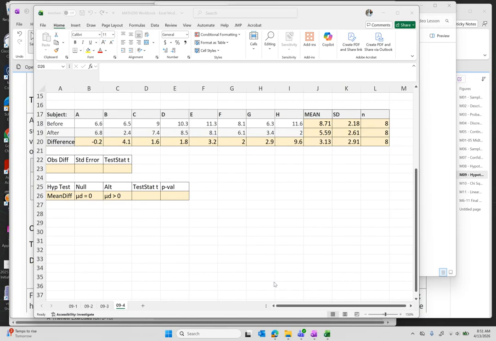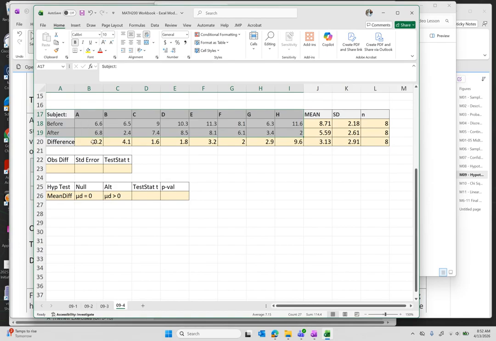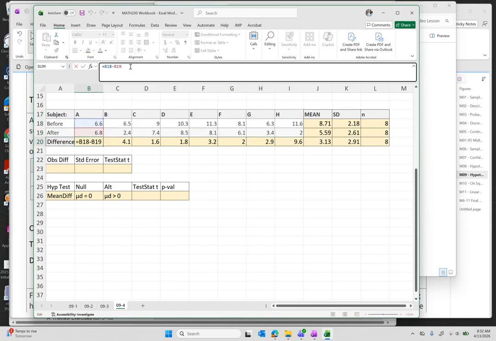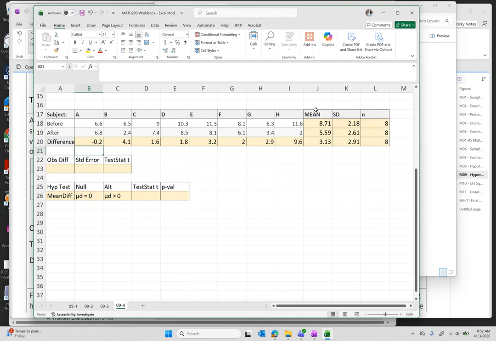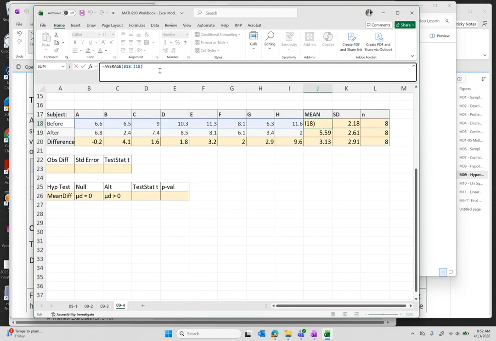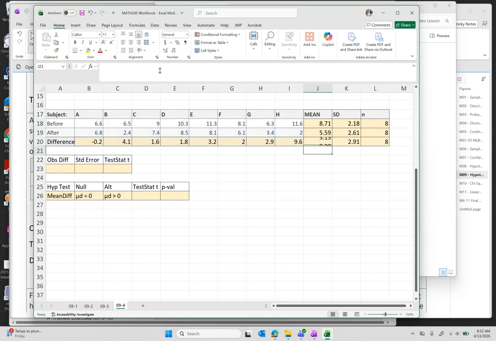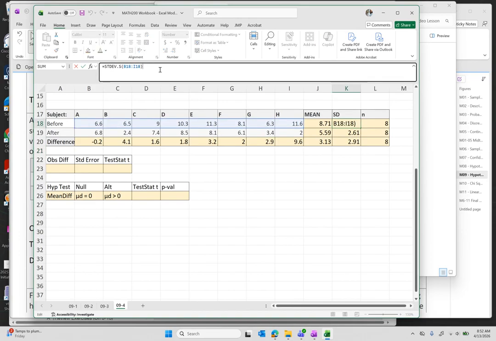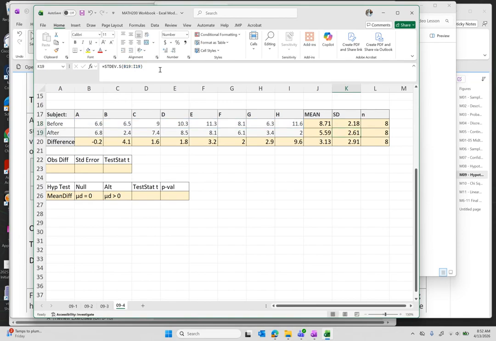So I have created an Excel file where I inserted the data, the before and after, and then I subtracted row 18 minus row 19 to find the differences. Under the column for the mean, I asked Excel to find the average. Here I found the average of row 18, which is the before, the average of row 19, and the average of row 20. The standard deviation, remember these are samples, so I used standard deviation.s for before, for after, and for the difference.